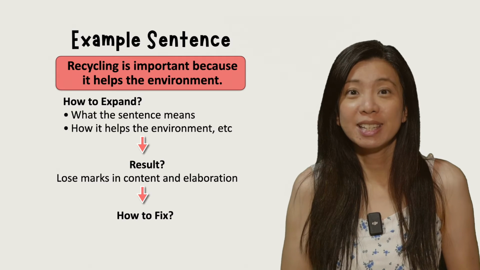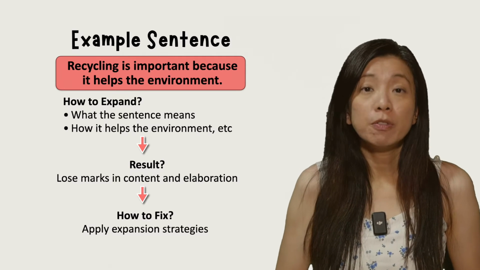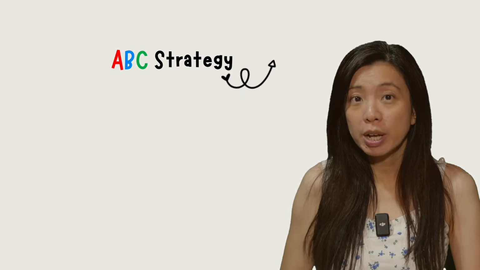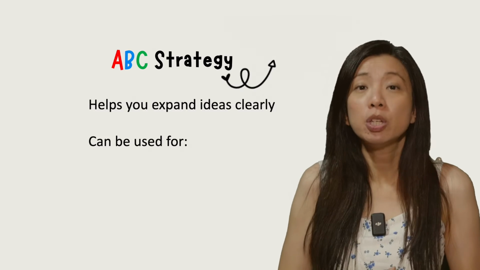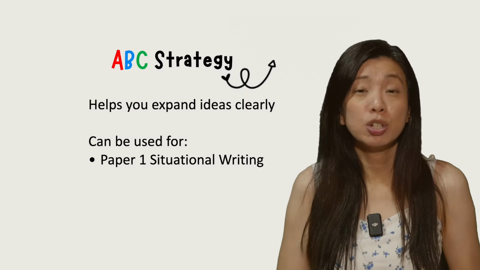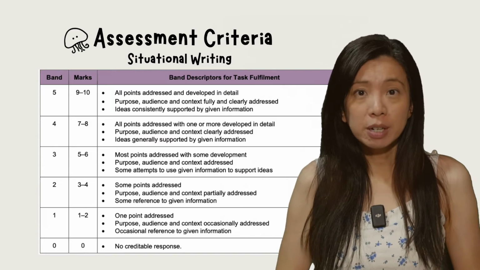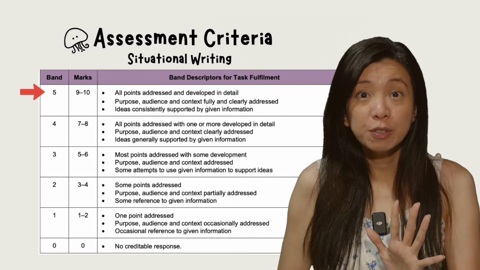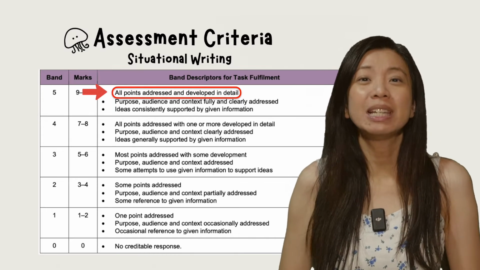And how do we fix this? There are many expansion strategies that you can use. Like I mentioned before, we will be using an ABC strategy to help you expand on your points clearly. This strategy can be used for your Paper 1 situational writing. So let's take a look at the situational writing assessment criteria. In order to get band 5, you need to have all the points addressed and developed in detail.